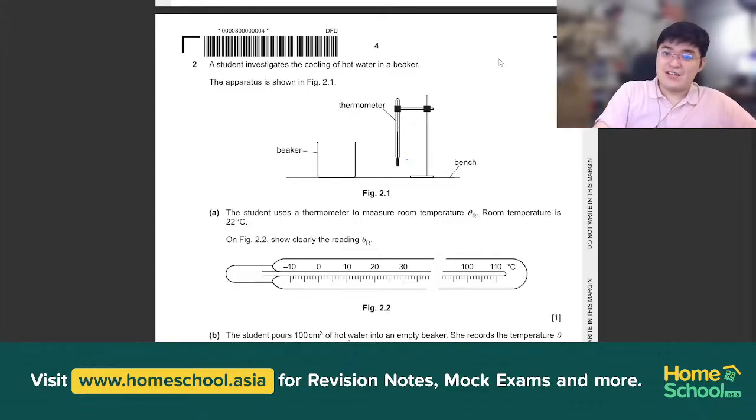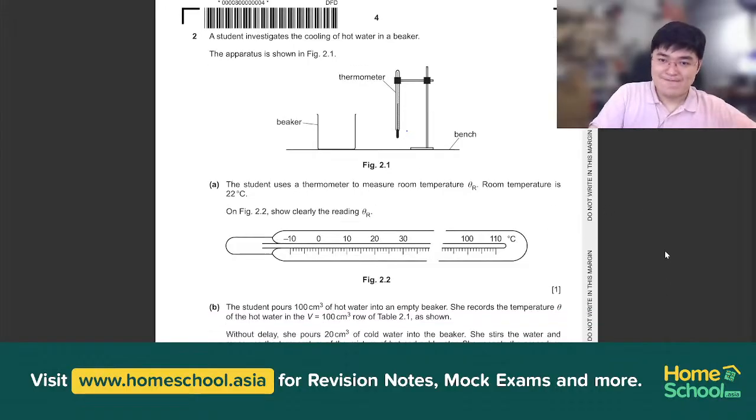And the room temperature, as you can see over here, is 22 degrees Celsius. So on figure 2.2 over here, which is this thermometer, we are to show where exactly is 22 degrees Celsius. What should the thermometer be reading? So let's take a look over here.